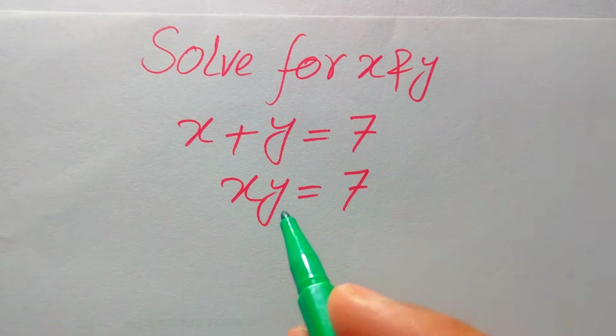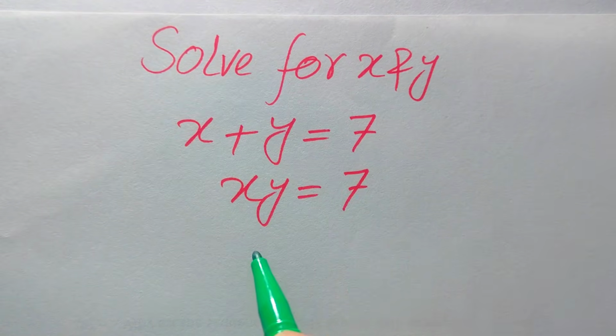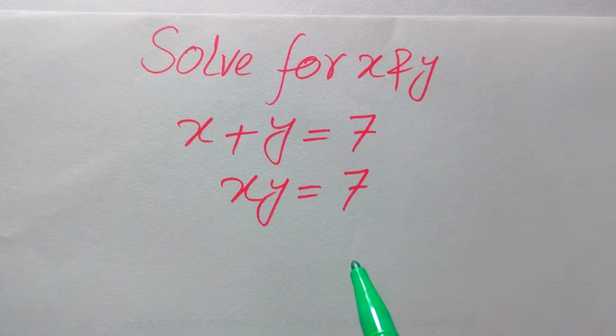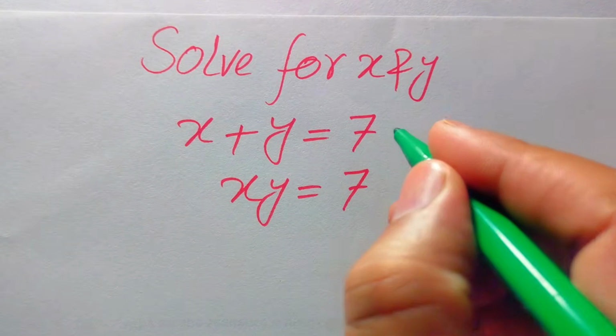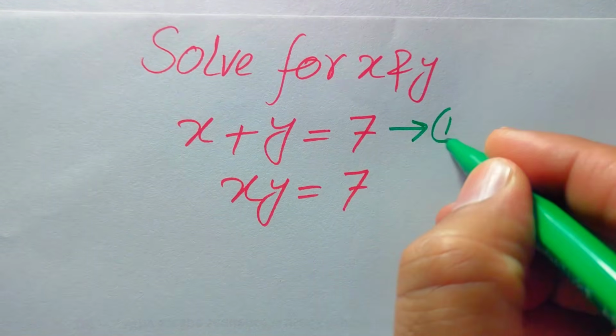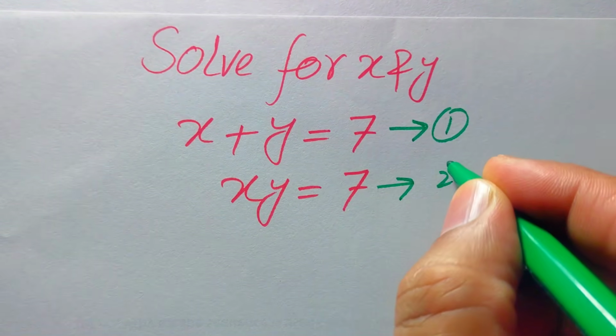So here we have x plus y equals 7 and xy is also equal to 7, and we solve this problem for all the values of x and y. So first we call this equation number 1 and this equation number 2.